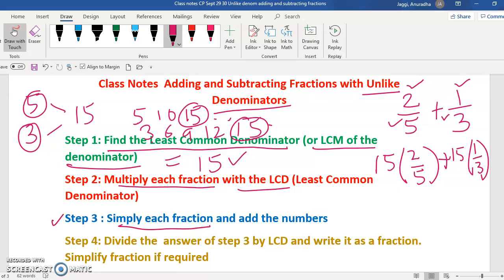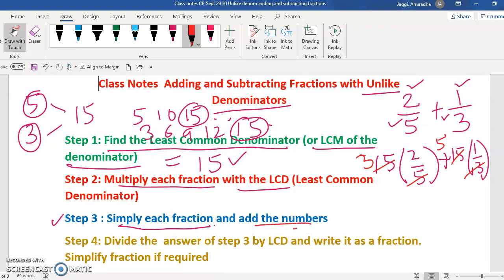Okay, so we're going to simplify. Before simplifying, we can cancel whatever we can. 15 is the least common multiple, so of course 5 goes into 15. How many times? 3 times. Of course 3 goes into 15. How many times? 5 times. Now simplify each fraction and add the numbers.